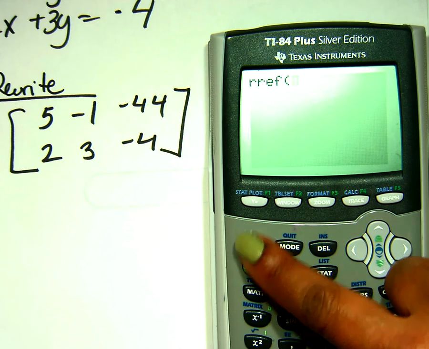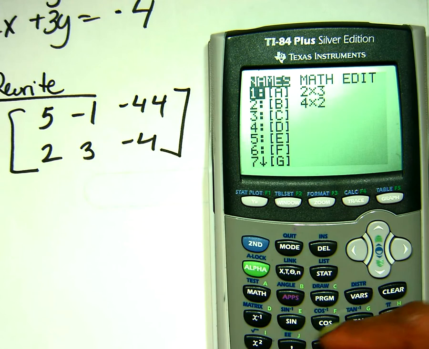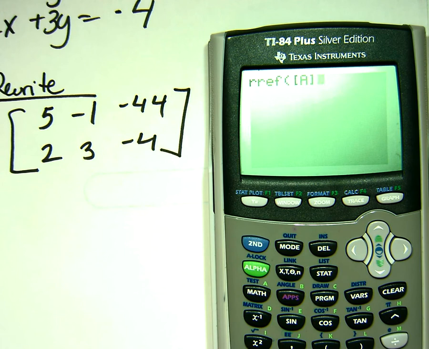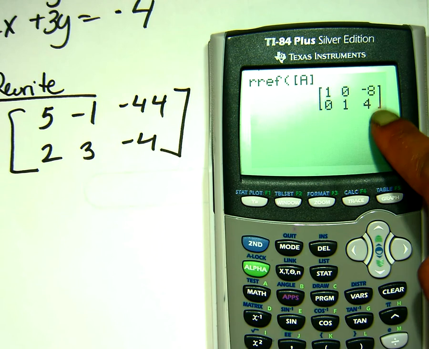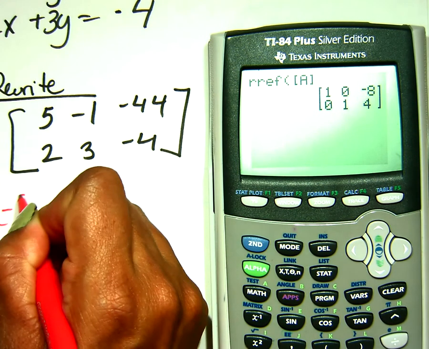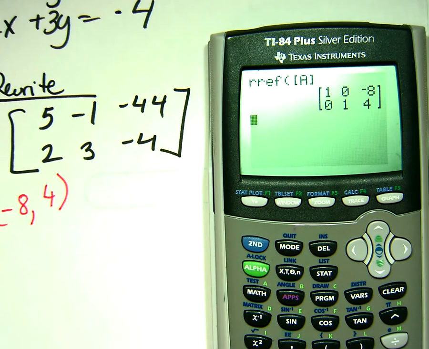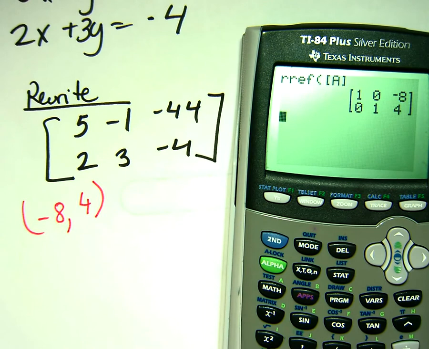Hit your second key. Go down to matrix again. Notice how it's like the subscript, the smaller print. We use matrix A, so make sure you select matrix A. Hit enter. Enter again. Looking at the very last column right here, you know that your answer now is x equals -8 and y is +4.